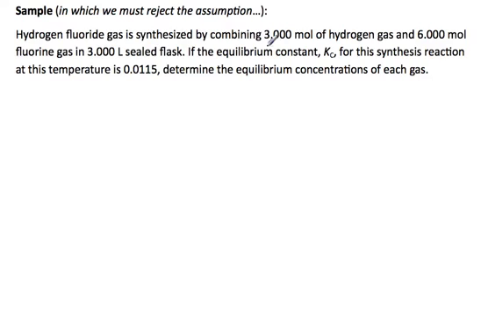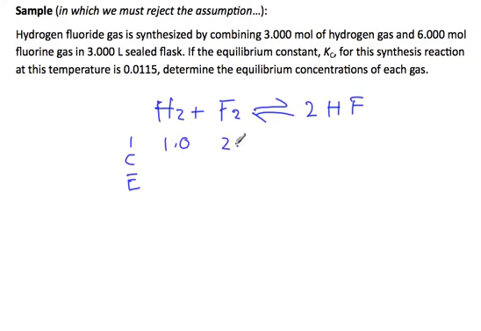Hydrogen fluoride is synthesized by combining hydrogen gas and fluorine gas. We do have concentration, so let's get our equation first. H2 plus F2 yields 2HF. So there's our equation. We have concentration, so we're going to create our ice table: 1.0, 2.0, and 0 for hydrogen fluoride.